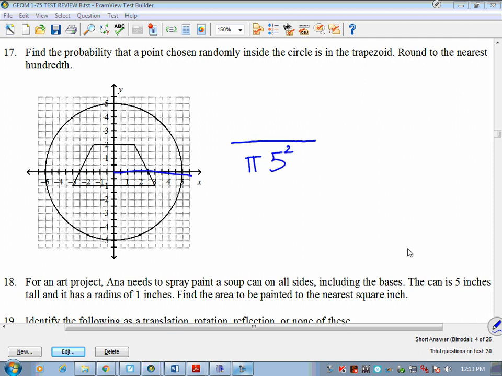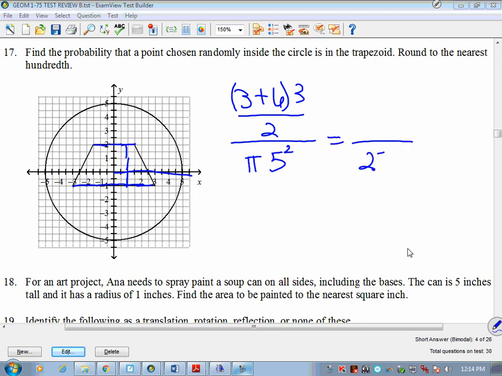Up here, we need to know how to find the area of a trapezoid, base 1 plus base 2 times height divided by 2. All right. So I'm counting 1, 2, 3. Okay. 1, 2, 3, 4, 5, 6. 3 plus 6. 1, 2, 3. So times 3 divided by 2. Right? So then we're going to simplify this.